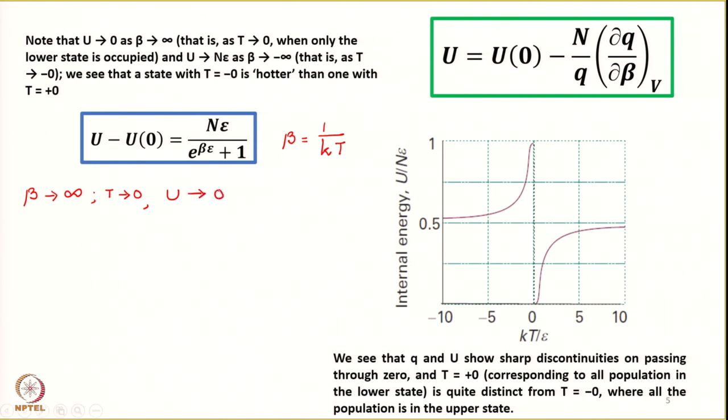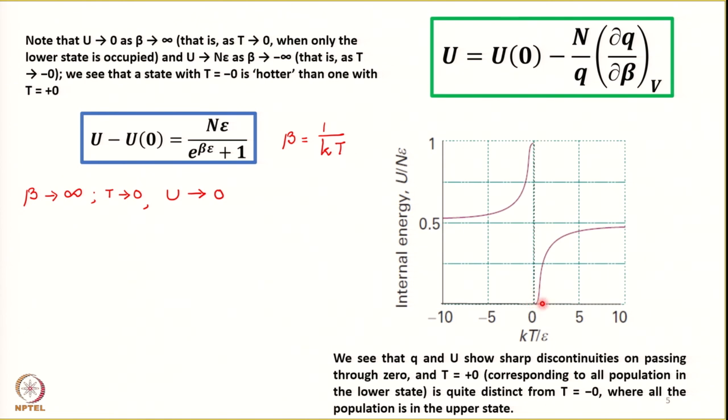Because when beta approaches infinity, temperature approaches 0, U approaches 0. And when do we have the total energy equal to 0? When all the molecules are in the ground state. That means U approaches 0 as beta approaches infinity, that is as T approaches 0, when only the lower state is occupied. And you can notice over here also, when T approaches 0, then internal energy approaches a value of 0.